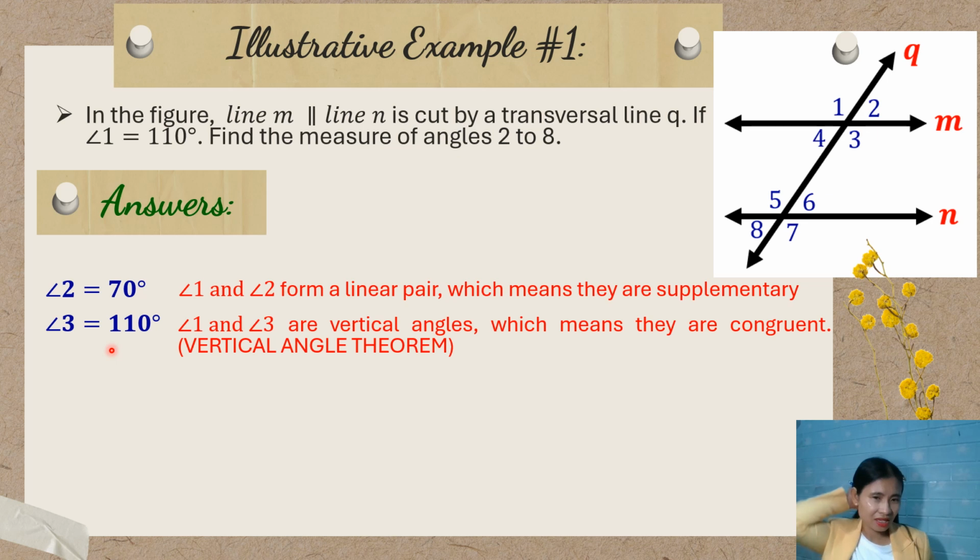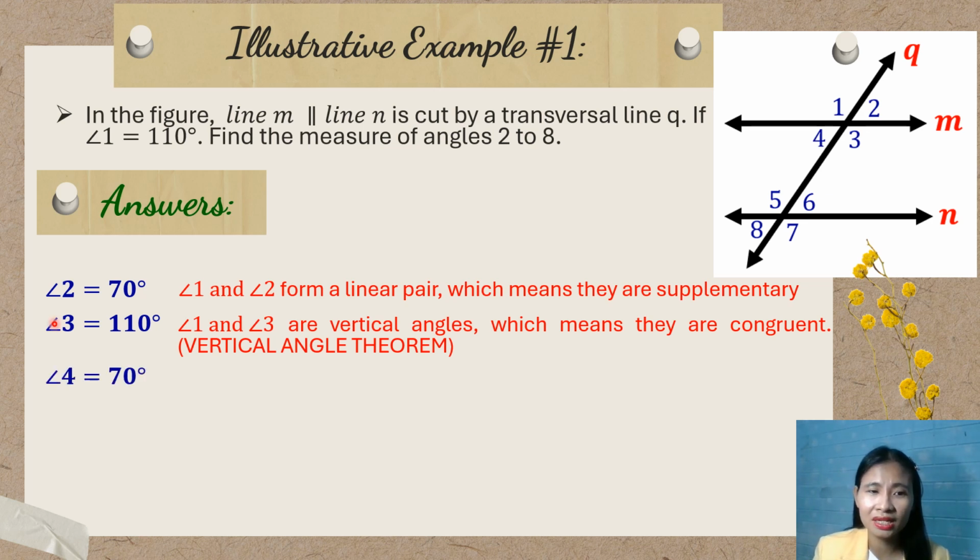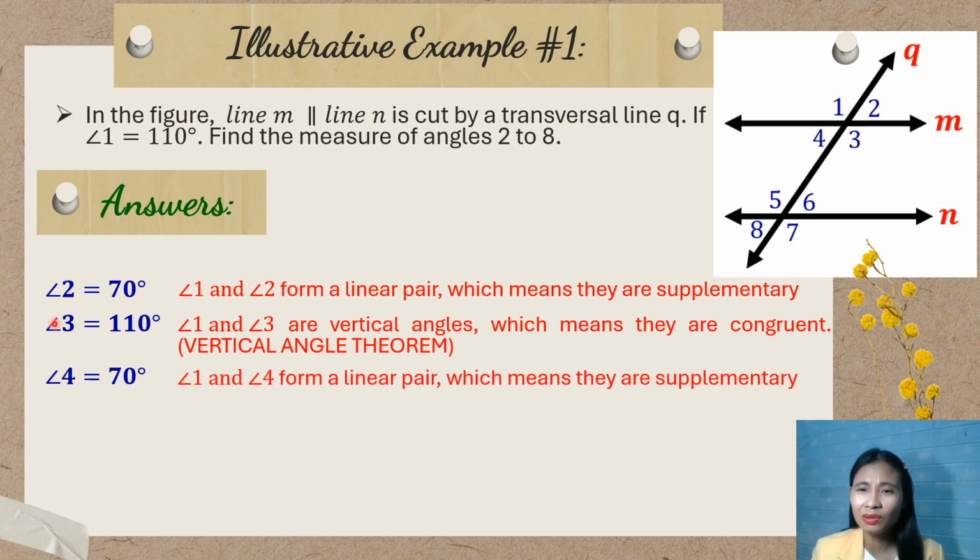Now, next we have angle 4. What do you think is the measure of angle 4? Angle 4 is equal to 70 degrees. What makes it equal to 70 degrees? Angle 1 and angle 4 form a linear pair. So, linear pair, supplementary.